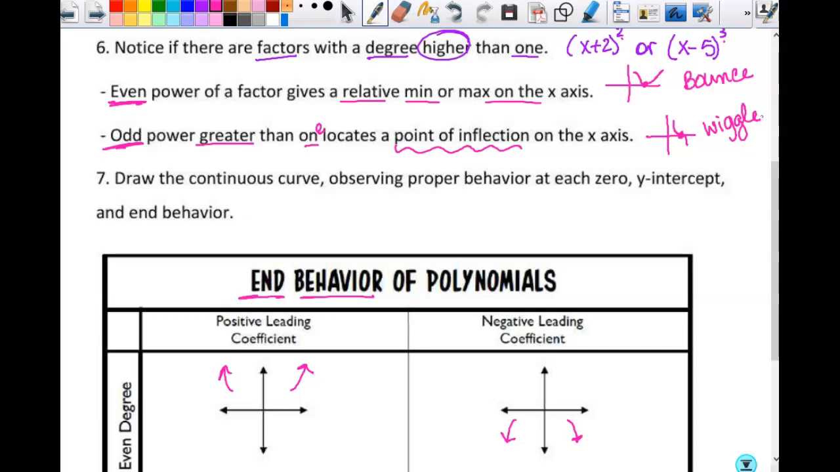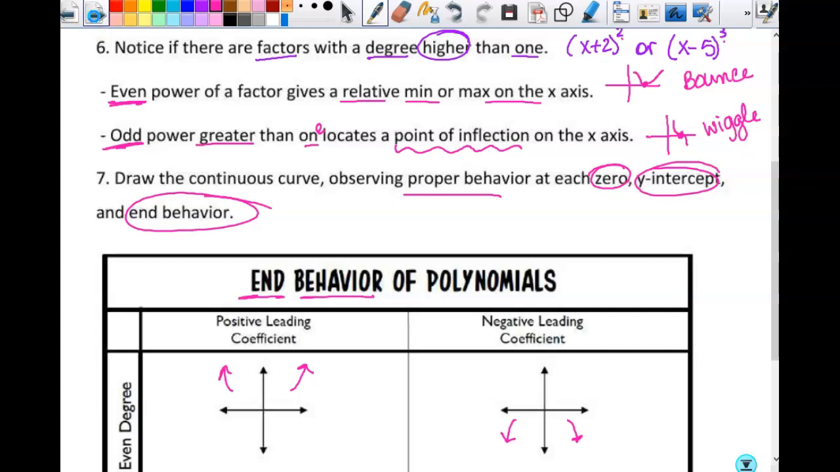Then we draw the continuous curve because there's no breaks in there. It's all continuous. Observing proper behavior at each 0, y-intercept, and end behavior. And you can check yourself. If you don't agree with yourself on the end behavior once you're done, something's wrong with your sketch. Okay? Or you had the wrong y-intercept or something's weird. Okay? Any questions at this point? Probably wouldn't even know what to ask at this point until we do one.